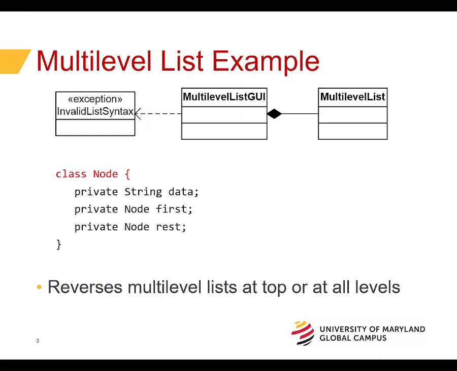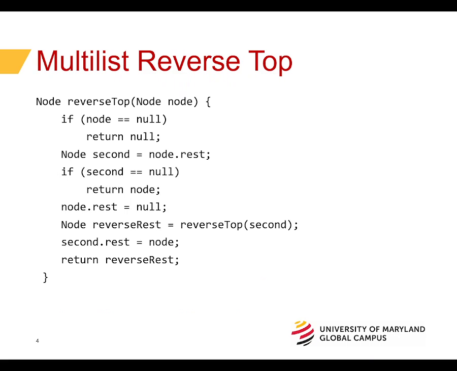The inner class node that defines a node of a multi-level list has three components: the data contained in the node, a reference to the head of a sublist, and a reference to the next element in the list. This program allows the user to enter a multi-level list and then either reverse the list only at the top level or at all levels.